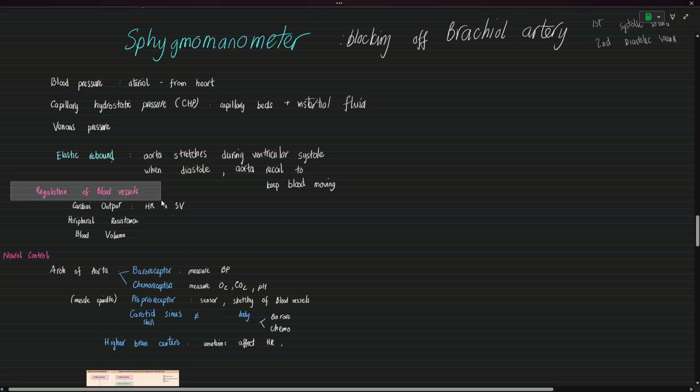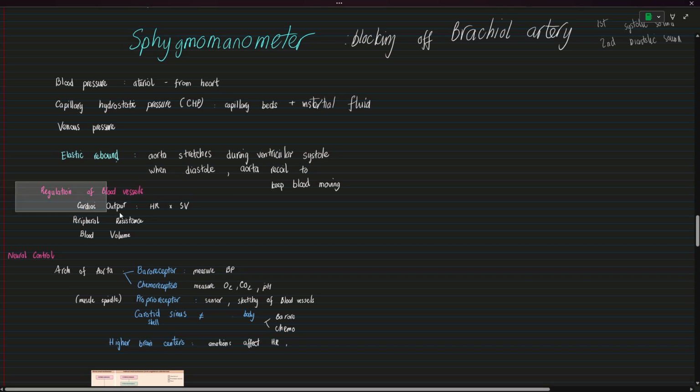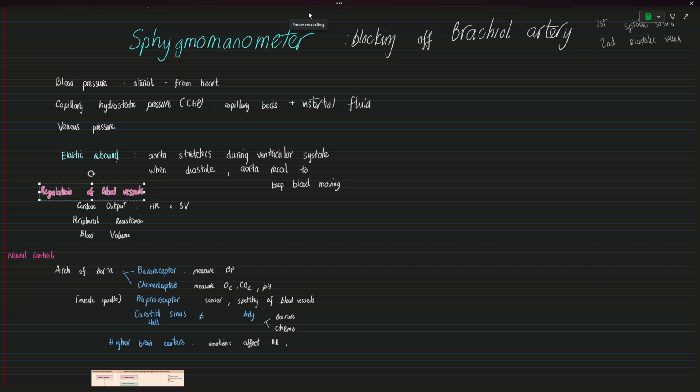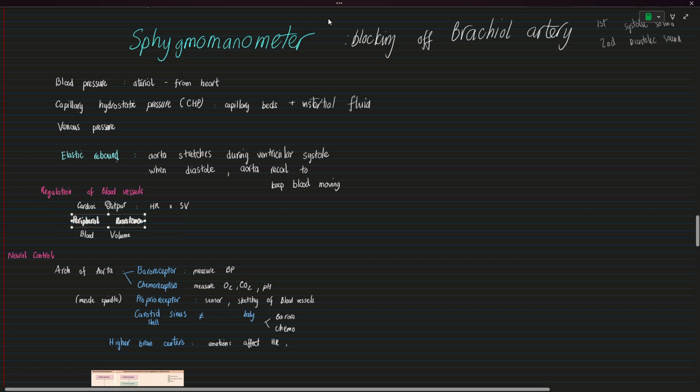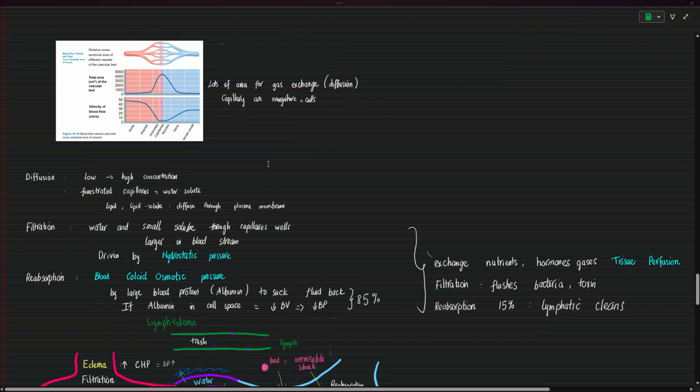So the regulation of blood vessels depends on three things: cardiac output, peripheral resistance, and blood volume. From the arteries to the capillaries and to the veins, the blood diffuses from higher pressure to lower pressure through the fenestrated capillaries.